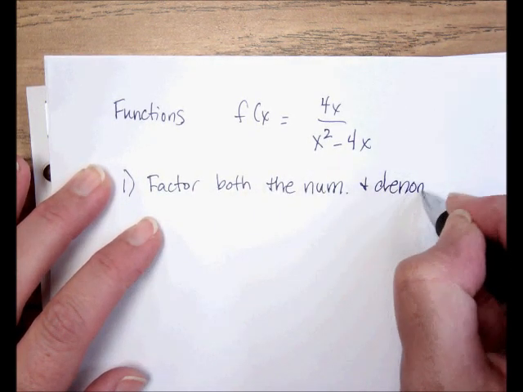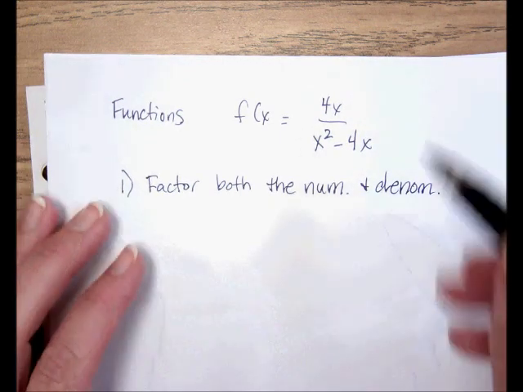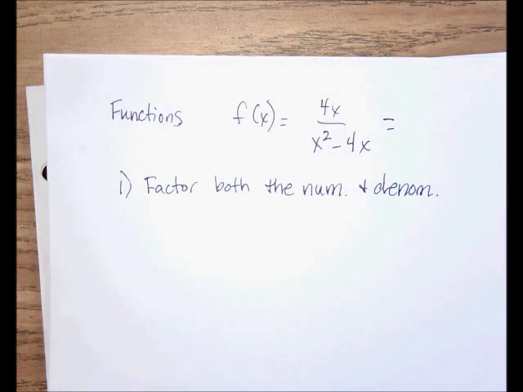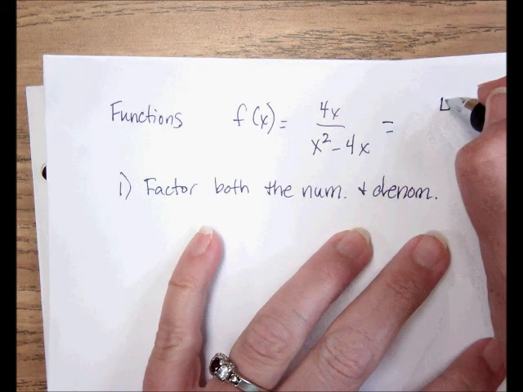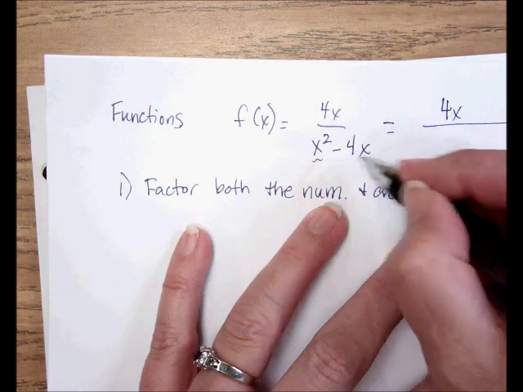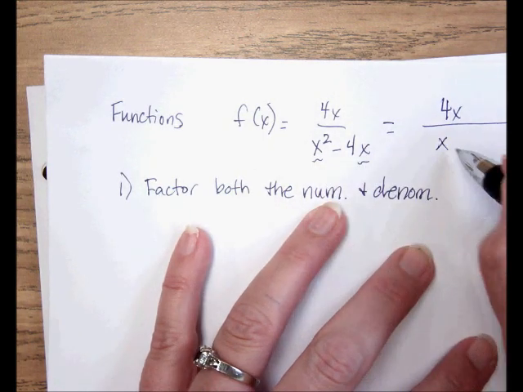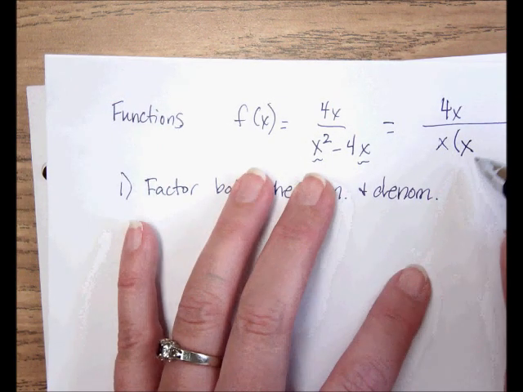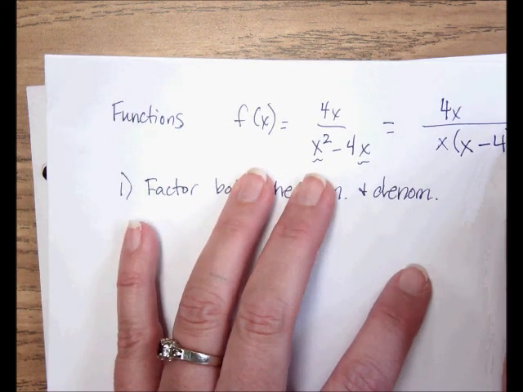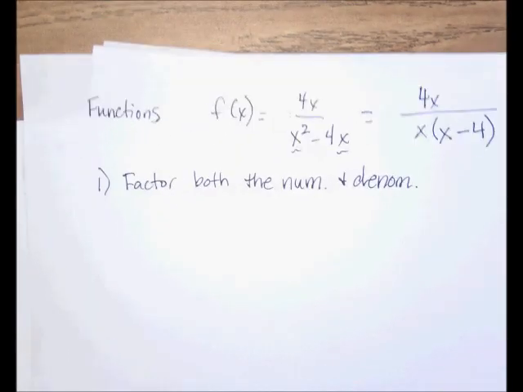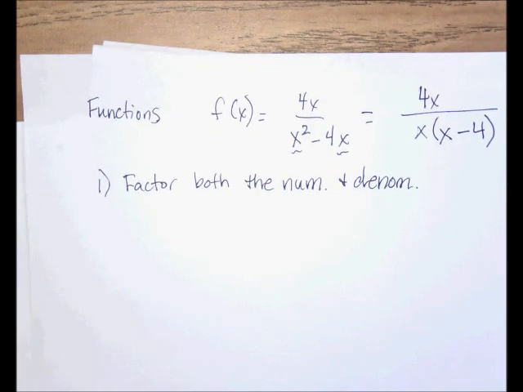And I'll be doing a lot of abbreviations. So in this case, f of x is equal to 4x over x squared minus 4x. My numerator obviously cannot be factored, but in my denominator, I have an x in common with both terms. So I'm going to factor out an x, and x squared divided by x is x, and it leaves me x minus 4 inside the parentheses. So that was my first step, I factored.